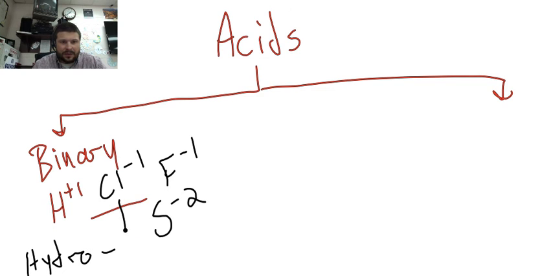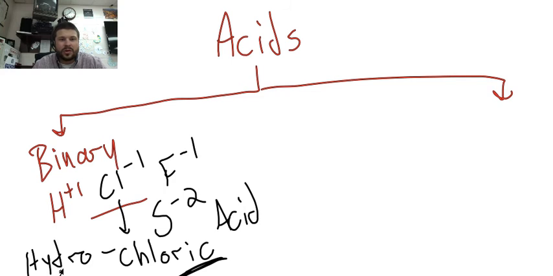Hydro, and just say it's chlorine. I'd change it to hydrochloric. Add ic to the end, and then put acid. So all you're doing is put hydro at the front, ic at the back, and then put acid in it. All right, those are binary compounds. Binary is just 2 capital letters.